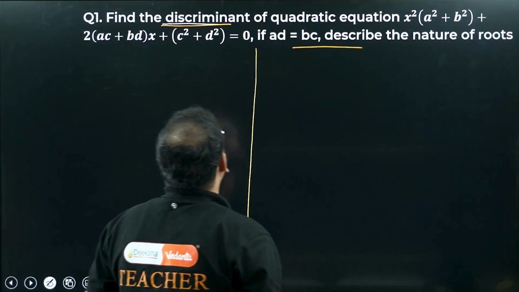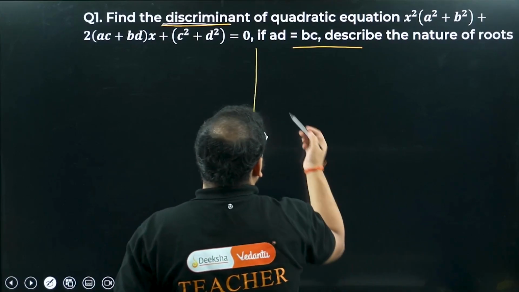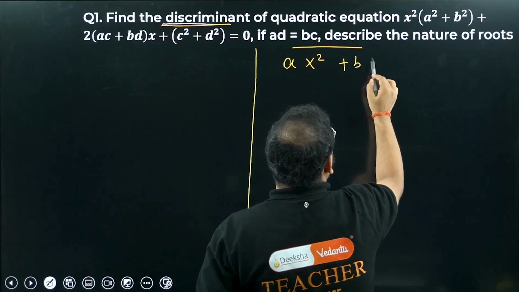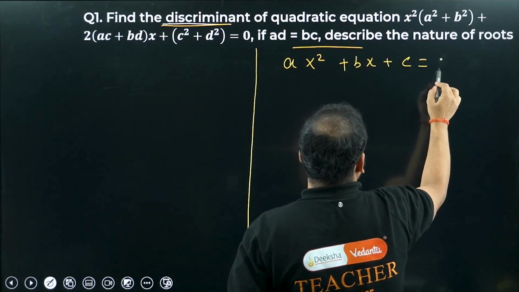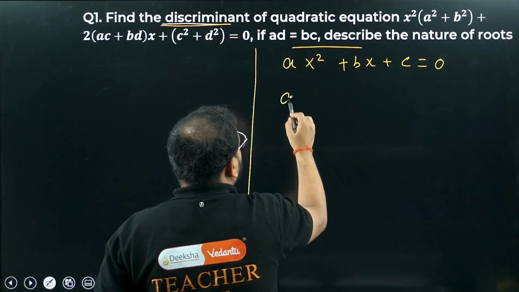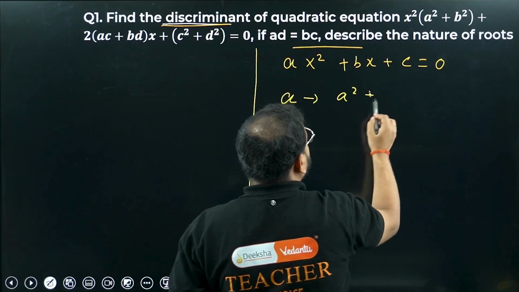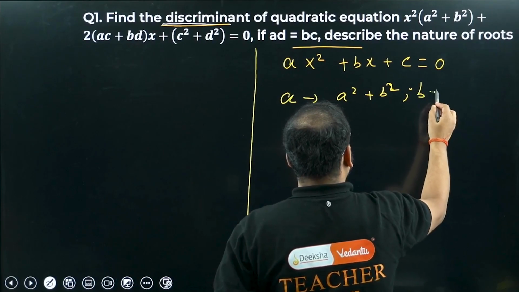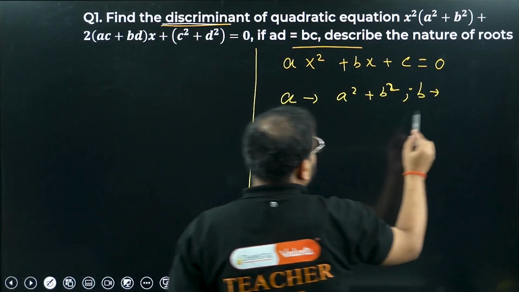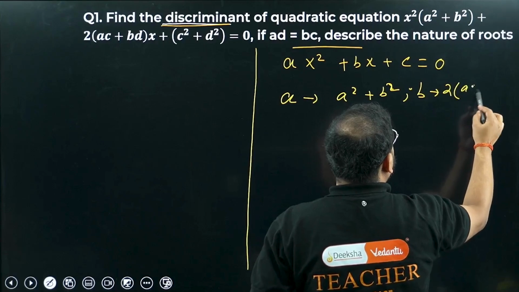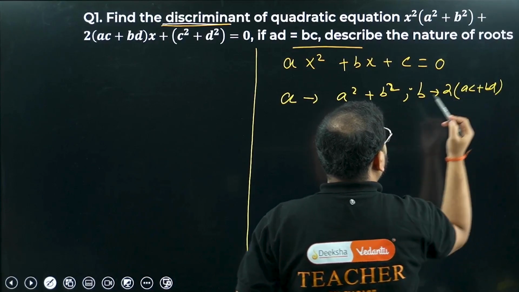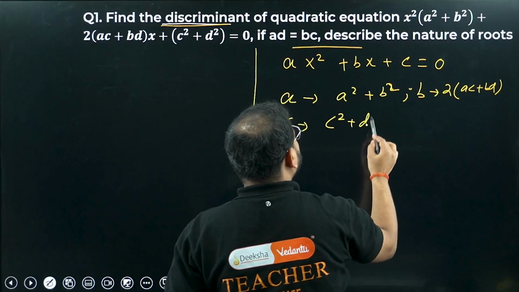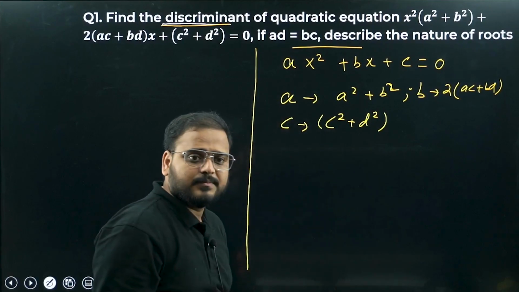Part 1, find the discriminant. If I compare this with the standard form ax square plus bx plus c, what's the value of a here? a is actually a square plus b square. What's the b? Twice of (ac plus bd). And what's the c? c is c square plus d square. I hope this is clear.